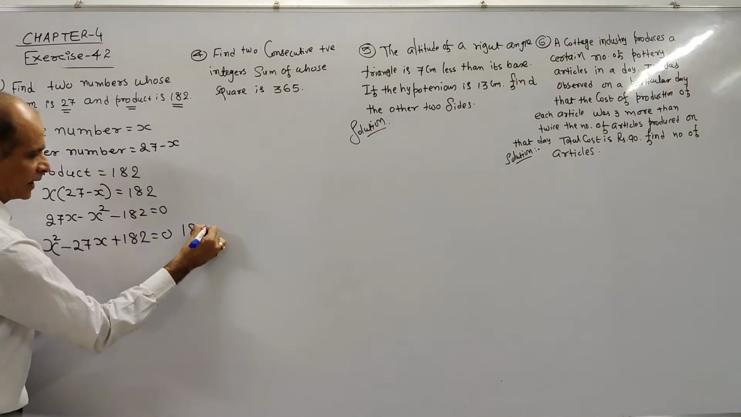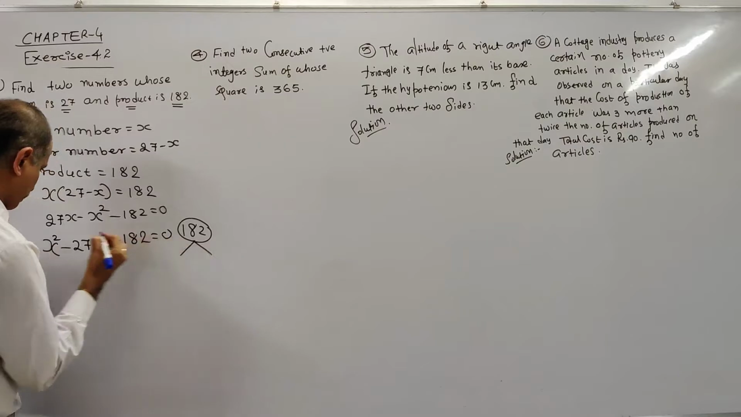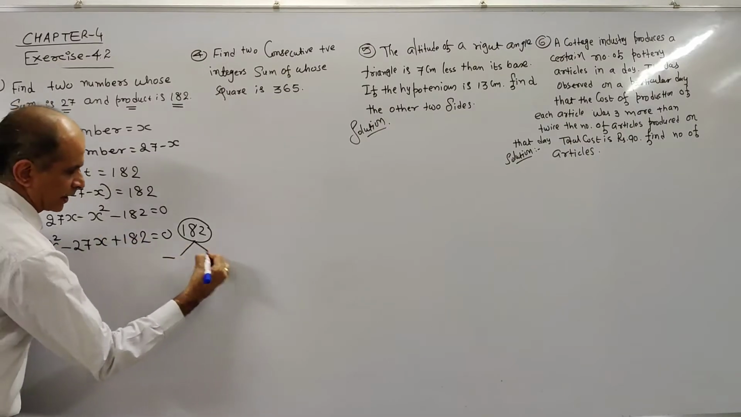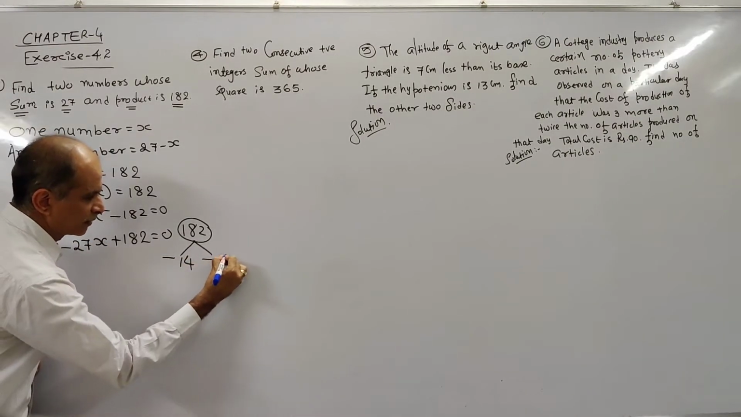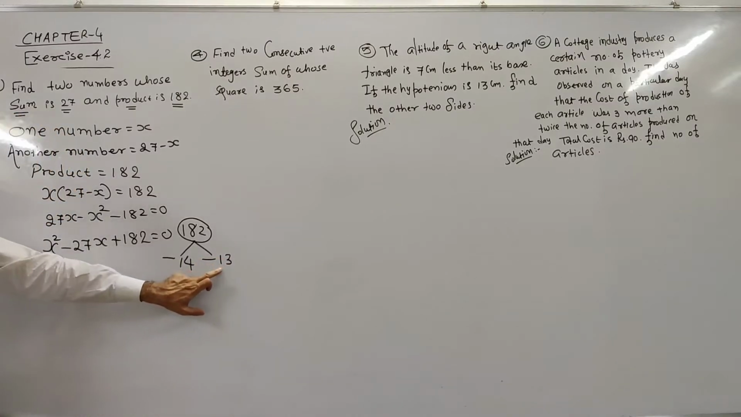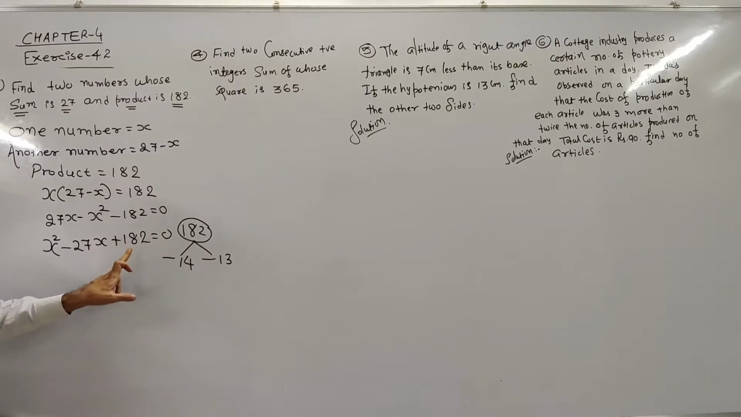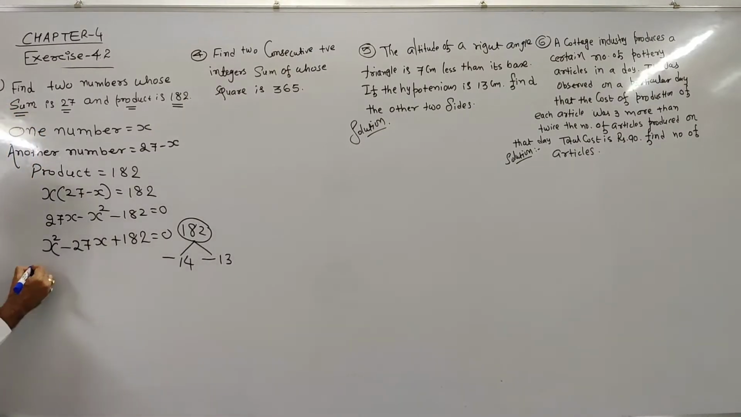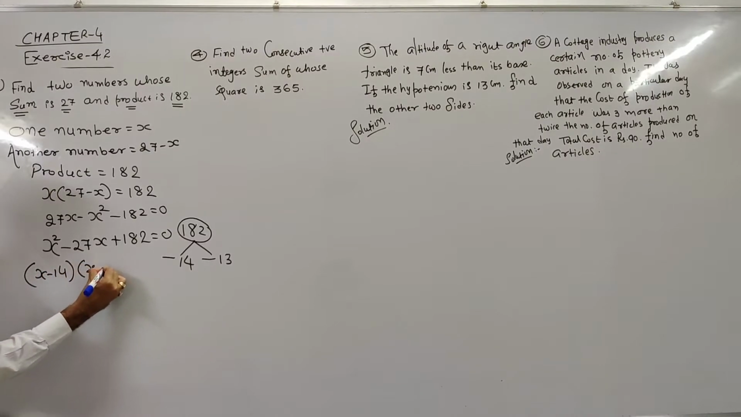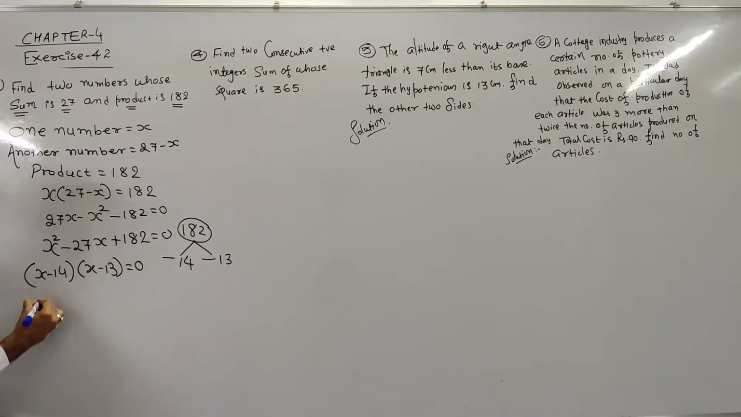Now we have to factorize 182 into 2 parts. Minus plus is equal to minus minus. The sum of the 2 numbers is 27, so you can divide them into 14 into 13, because 14 tens are 140, plus 14 threes are 42. 140 plus 42 means 182. So you can divide 182 into 2 parts, minus 14 and minus 13. So the answer is x minus 14 into x minus 13 is equal to 0.